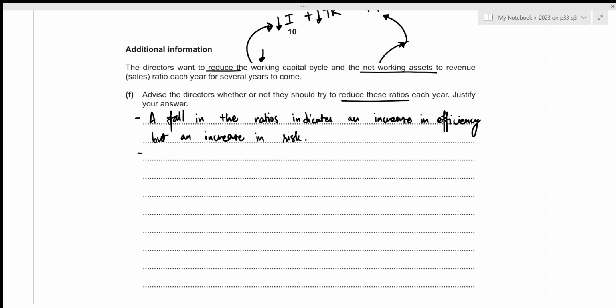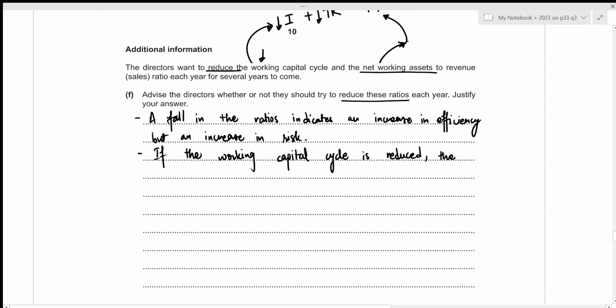So the good thing here is that if we decrease the working capital cycle, it means that the resources are tied up for a less amount of time without earning a return. Let's write it down. If the working capital cycle is reduced, then the resources are tied up without earning a return for a less time.